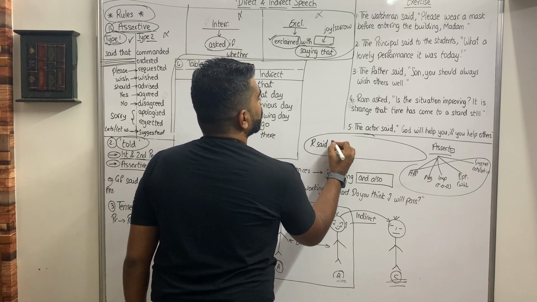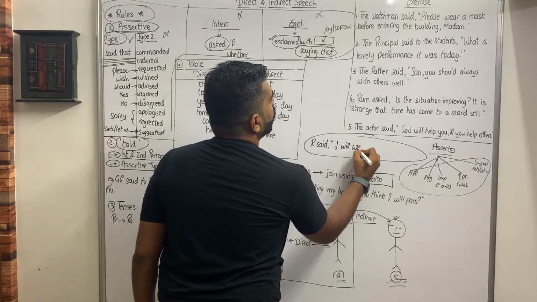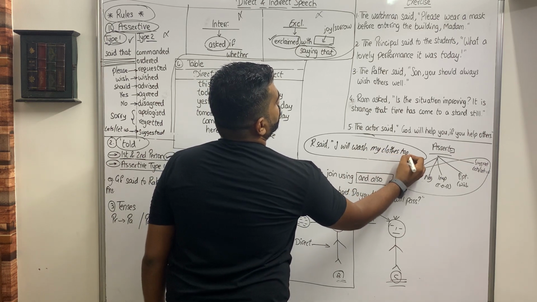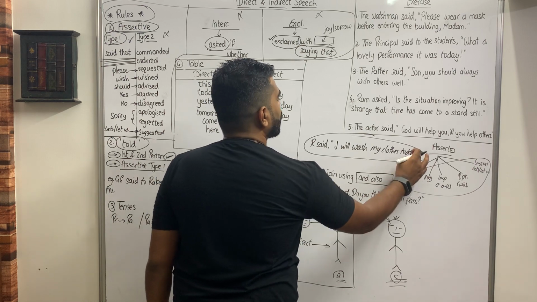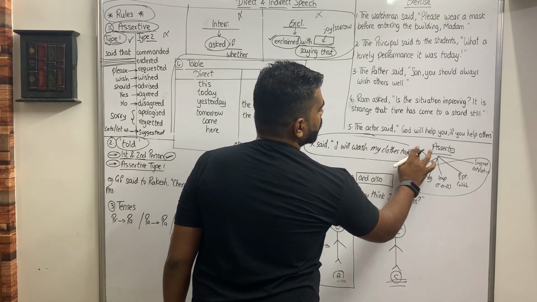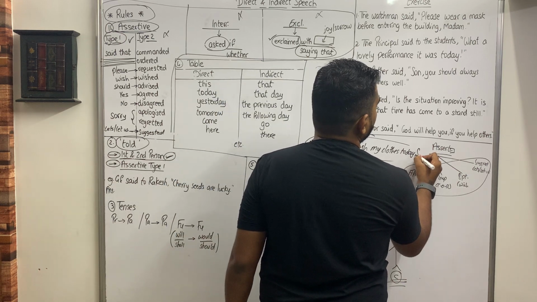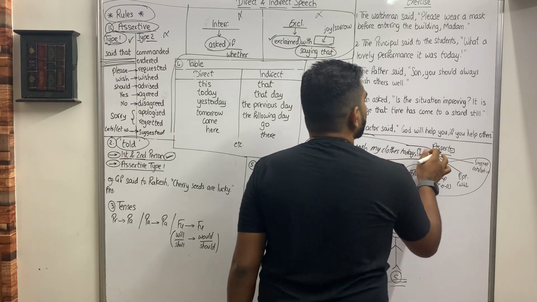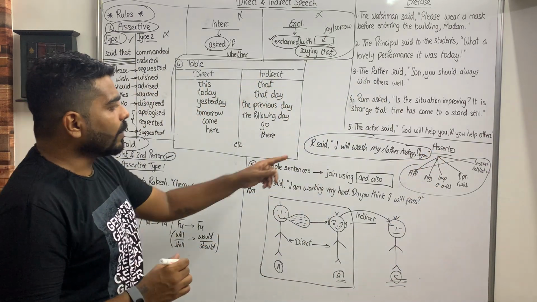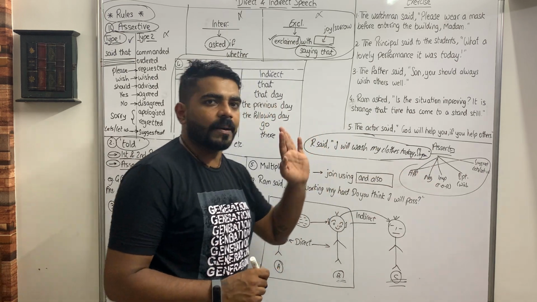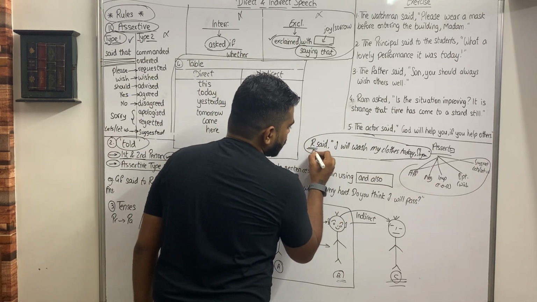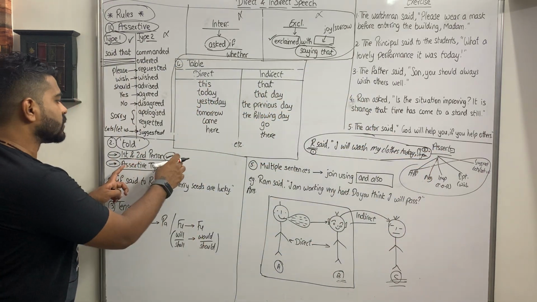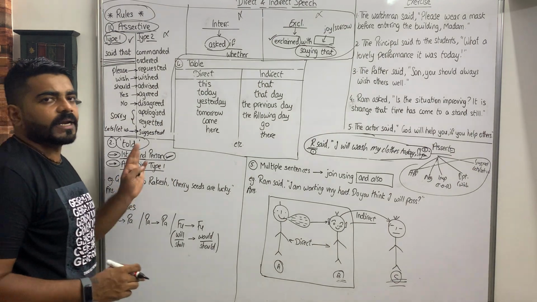Ram said, I will wash my clothes today, comma, Shyam. This is the sentence. Ram said, I will wash my clothes today, Shyam. Ram, first person, is saying this. Shyam, second person, is being told this. So the first condition is met. The second condition is that it should be assertive type 1.